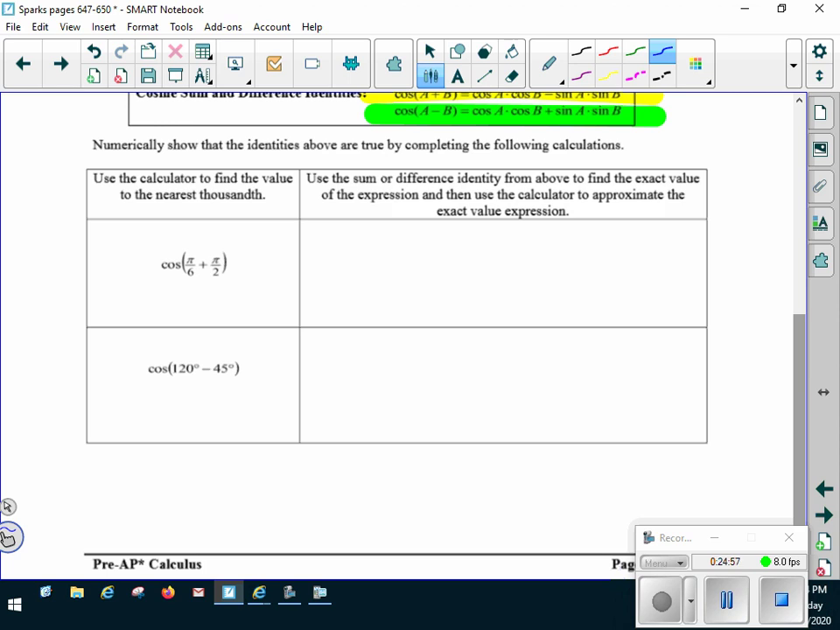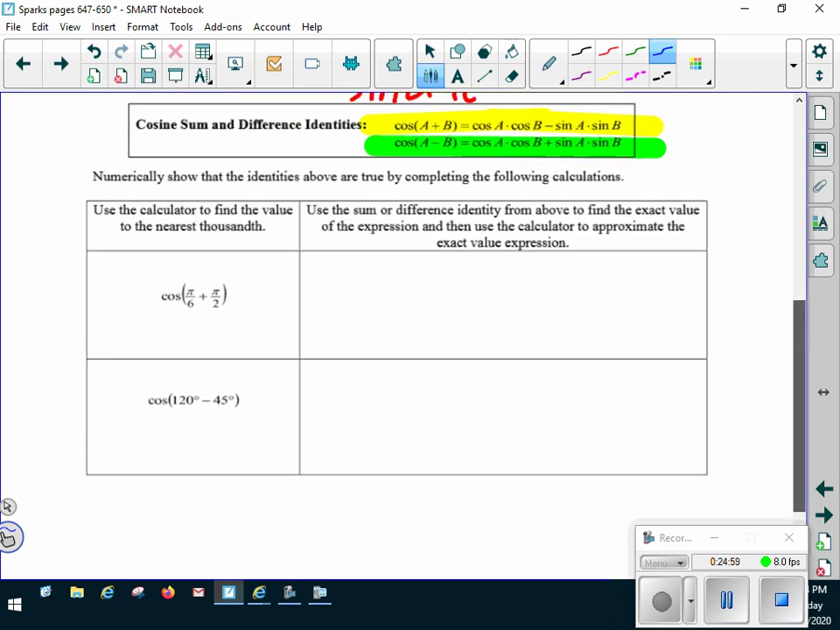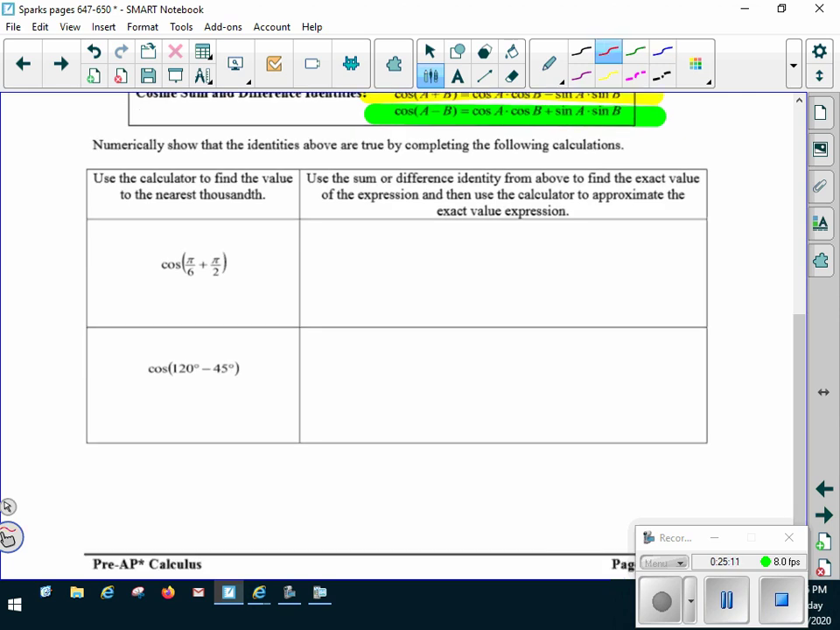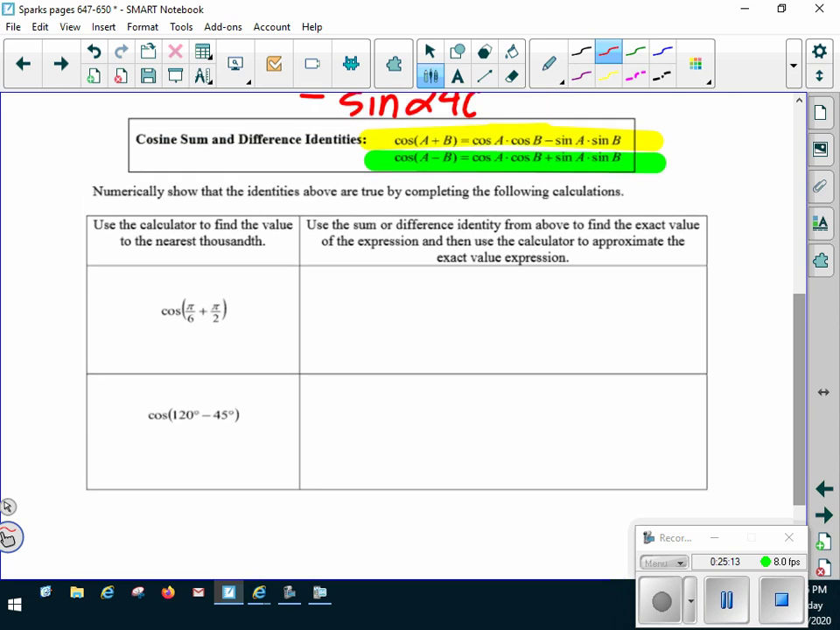Now, are we going to use the formula highlighted in yellow or the formula highlighted in green? Why yellow? Because it's a plus. Now, if you'll notice on the cosines, what do you notice about these? Those stay the same, don't they?